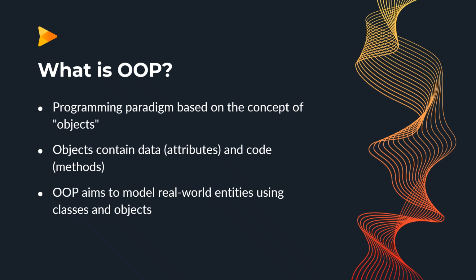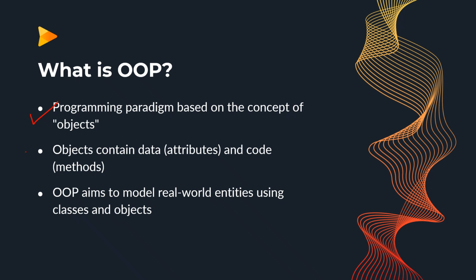So what is OOP? OOP stands for object oriented programming. It is a system in programming which is based on the concept of class and objects. So we are going to see what is a class and what is an object. Class is a blueprint of an object, meaning it is a collection of objects which have similar characteristics.